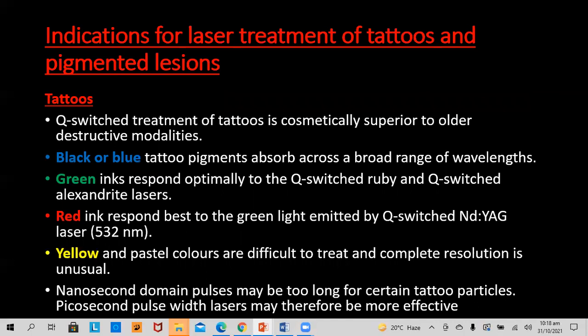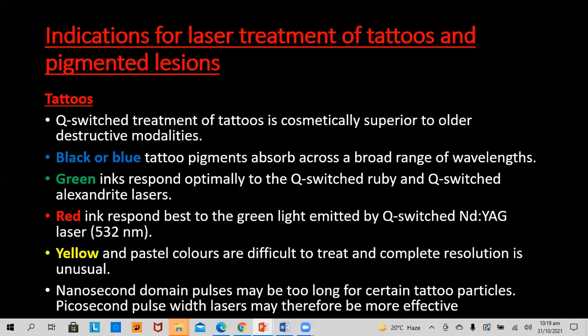Indications of laser treatment for tattoos and pigmentation. QSwitch treatment of tattoo is cosmetically superior to older destructive modalities. Blue or black tattoo pigment absorbs across a broad range of wavelengths and is best treated with QSwitch. Green ink responds optimally to QSwitch Ruby and QSwitch Alexandrite lasers. Red ink responds best to green light emitted by QSwitch YAG laser, 532 nanometer wavelength. Yellow or pastel colors are difficult to treat and complete resolution is unusual.